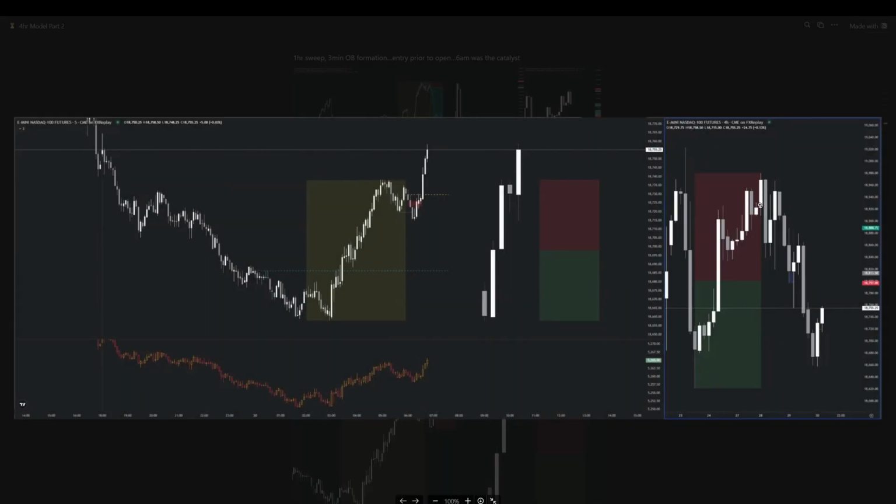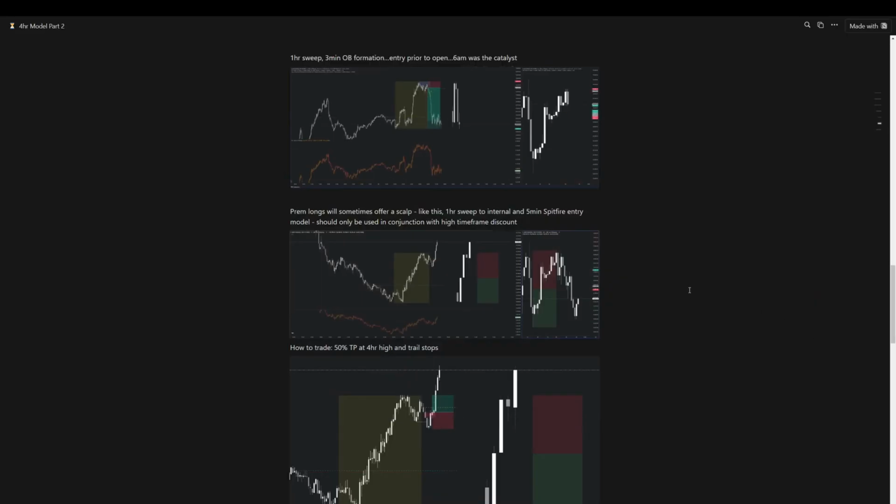So if you look at the 4 hour, where are we on the 4 hour? Super, super low down, okay? So we're taking a low time frame premium entry, but we're just following the price action, okay? But we're super low down, okay? So if you are going to take premium longs like this on a low time frame, ideally you want to do it in conjunction with like a high time frame discount, okay?